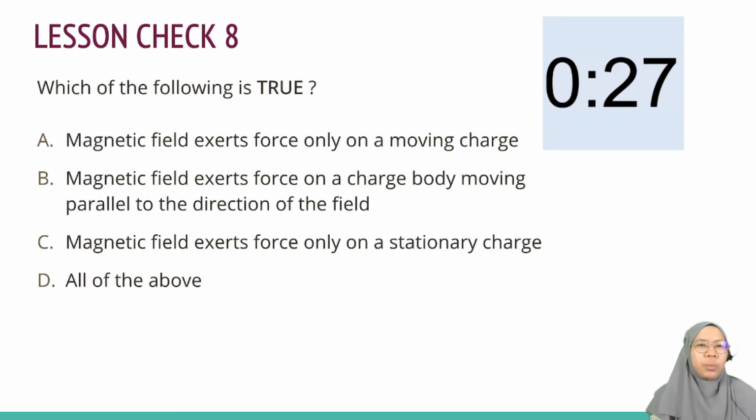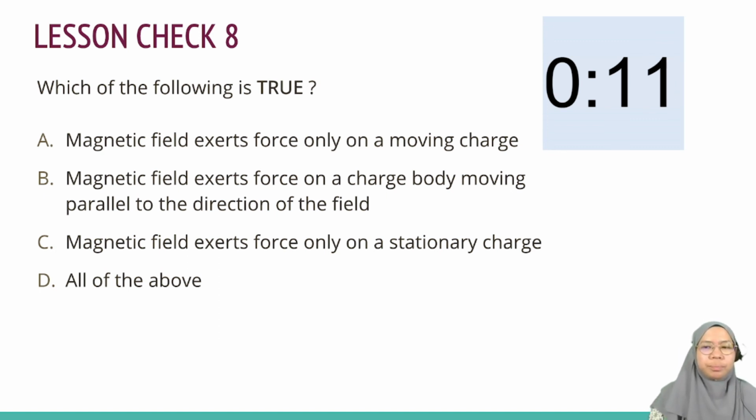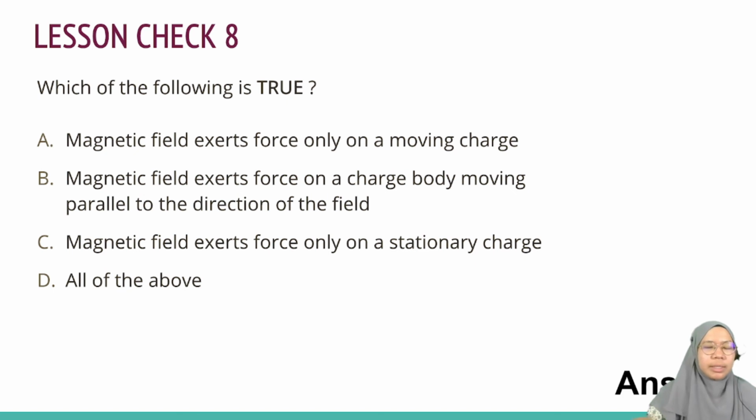Right, so the next one, which of the following is true? Magnetic field exerts force only on a moving charge. Magnetic field exerts force on a charged body moving parallel to the direction of the field. Magnetic field exerts force only on stationary charge. All of the above. Which one is true? So the answer is A.